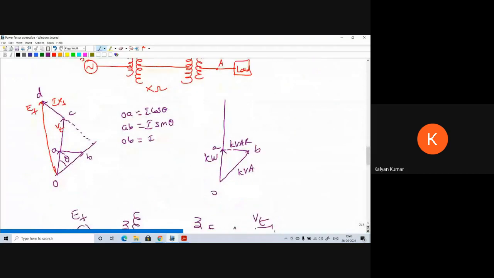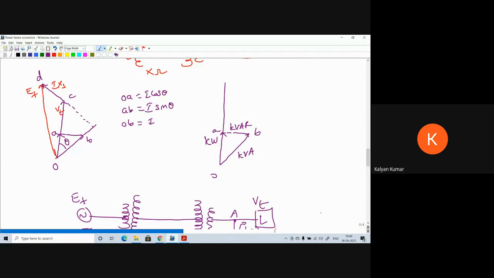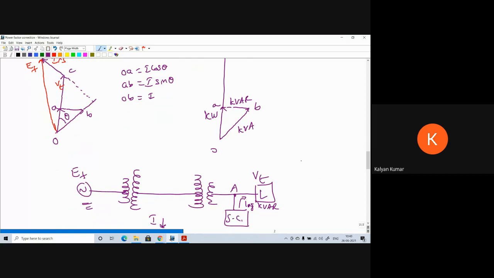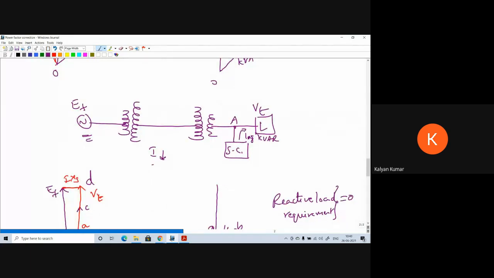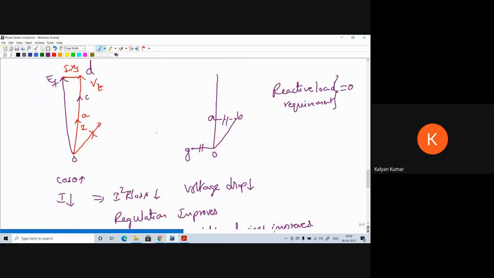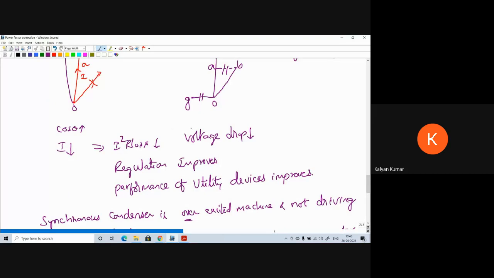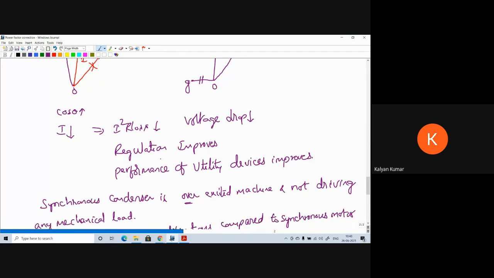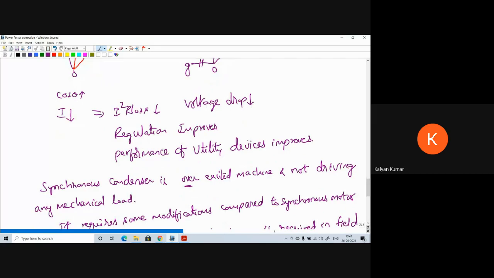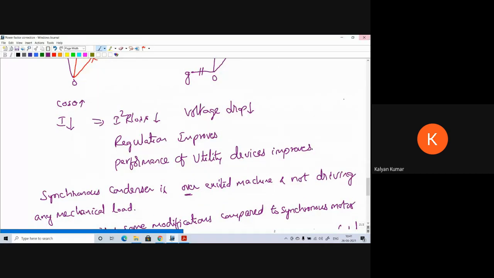By connecting a synchronous motor at the load center, we can supply the lagging kVAR required by the load at the load center itself. Therefore, the generating station is going to be relieved of the lagging kVAR requirement of the load. As it is not required to supply the lagging kVAR, the current through the transmission system and generation system is going to decrease. As the current decreases, the power factor is going to increase, the I squared R loss is going to decrease, regulation is going to improve, and performance of the utility device is going to improve as the terminal voltage is going to increase.